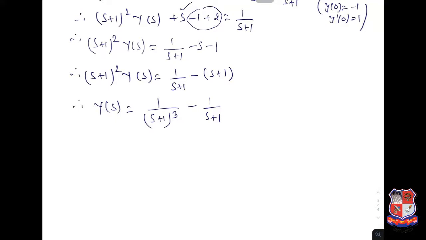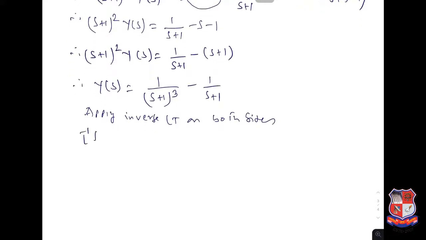So this is the next step, that is solve for Y(s). So we have solved for Y(s). Now we need to take the inverse Laplace transform on both sides. So we get the inverse Laplace transform of Y(s) equal to the inverse Laplace transform of 1 upon (s plus 1) cube minus the inverse Laplace transform of 1 over (s plus 1).